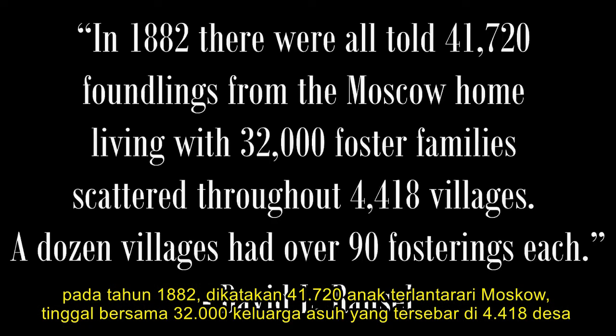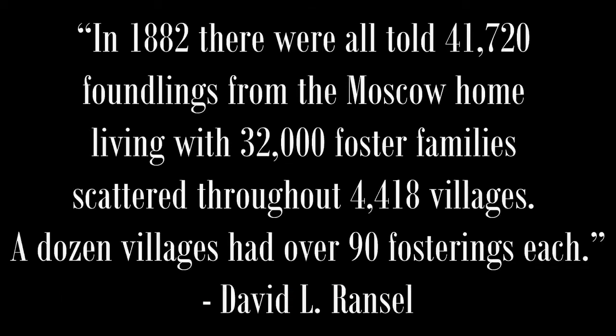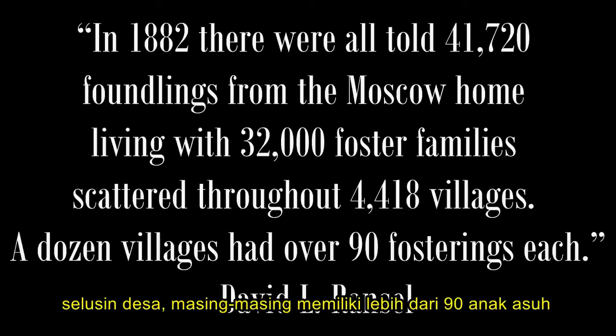In 1882, there were all told 41,720 foundlings from the Moscow home living with 32,000 foster families, scattered throughout 4,418 villages. A dozen villages had over 90 fosterings each.